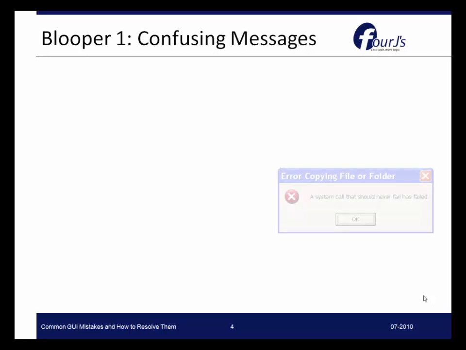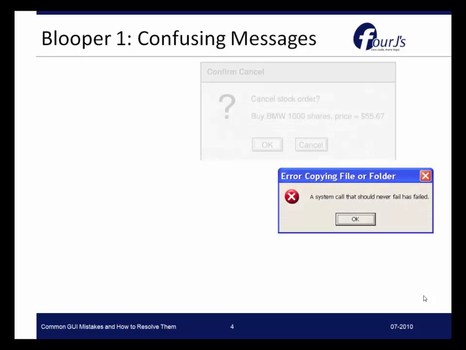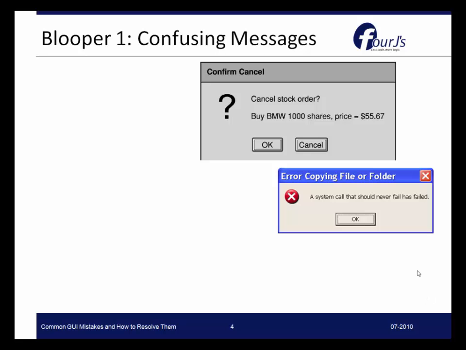The first blooper to talk about that is very common is confusing messages. Let's take a look at these two here. First, we have one that is providing an OK button and providing some text, a system call that should never fail has failed. So again, giving the user not a lot of hope or options as they work with that one. Here's a confirm of a cancel. This can be very confusing because the user isn't exactly sure what to do. Do they want to cancel the stock order, or do they want to cancel of the stock order, etc.?